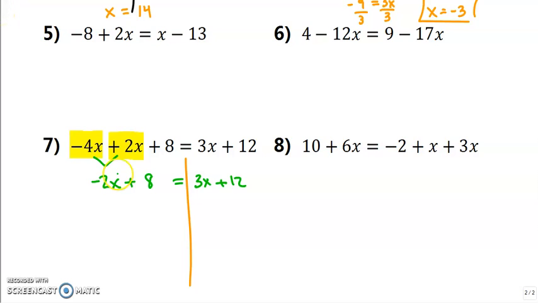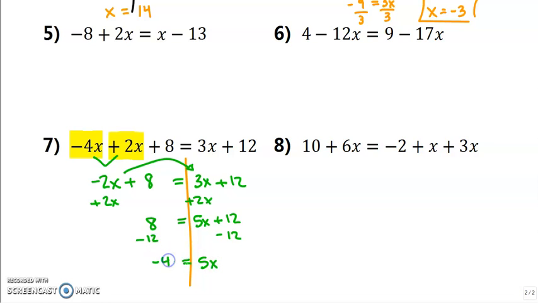Move all your values of the variable to one side of the equal sign, so I'm going to move my negative 2x to the right by adding 2x. And we get 8 equals 5x plus 12. And then we solve using reverse order of operations. 5x equals negative 4, divide by 5, and I get x equals negative 4/5. Don't be scared if you get fractions or if you get negative or decimal values.